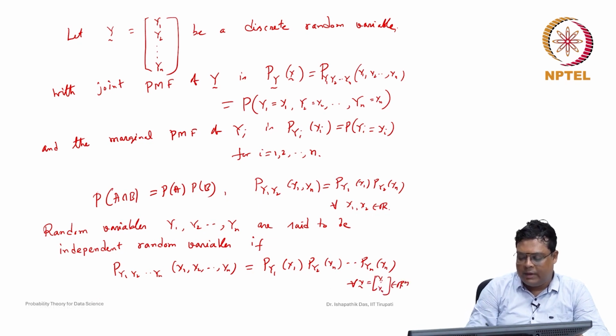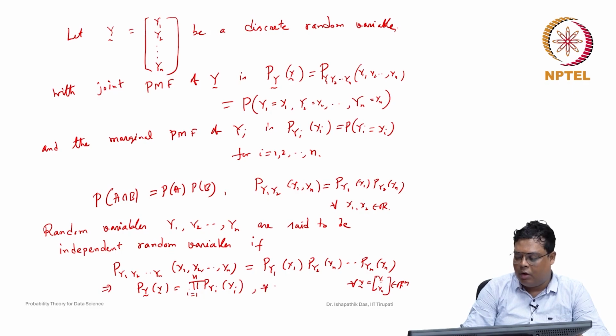This can be represented in a very simplified notation: P of Y is equal to the product i equal to 1 to n of P of Yi. Basically I am representing the same expression in a simplified notation, and this holds for all y belonging to R, for i equal to 1 to n. So, Y1, Y2 being independent random variables means the joint probability mass function can be represented as the product of their marginals.